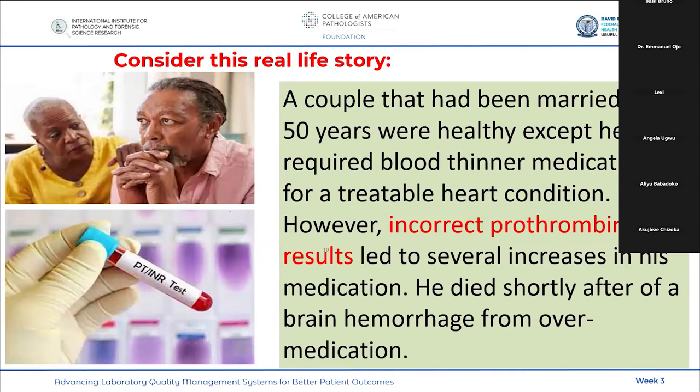We're still looking at why quality is important. And consider this real life story, based on a publication that I came across. A couple that had been married for 50 years were quite healthy, except that the man required blood thinner medication for a treatable heart condition. However, incorrect PT, prothrombin test, results led to several increases in his medication. The tragic part is that he died shortly after of a brain hemorrhage from over-medication.